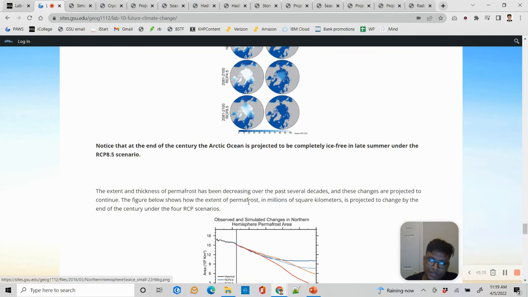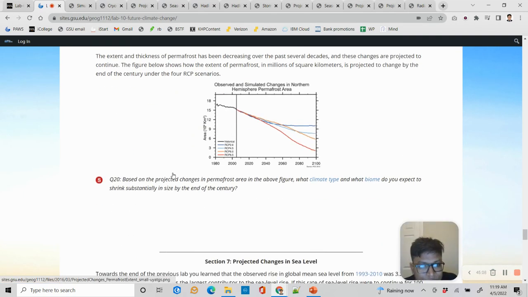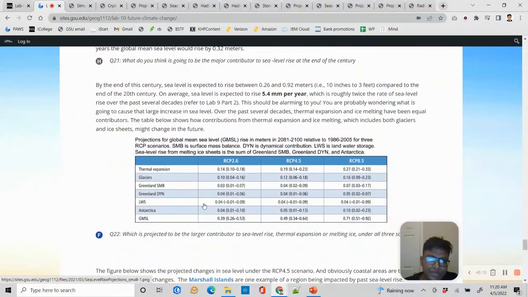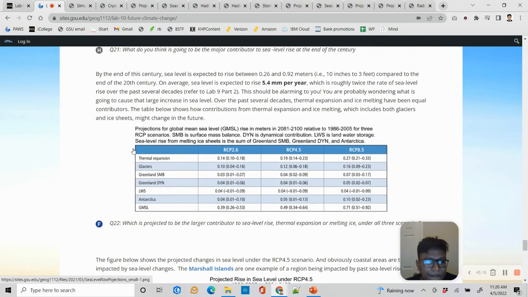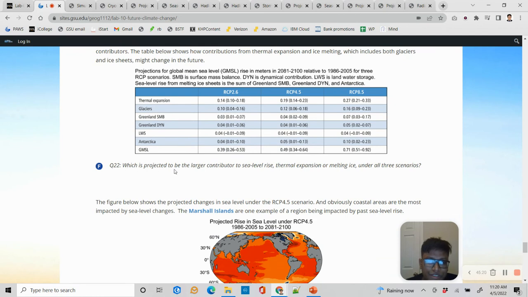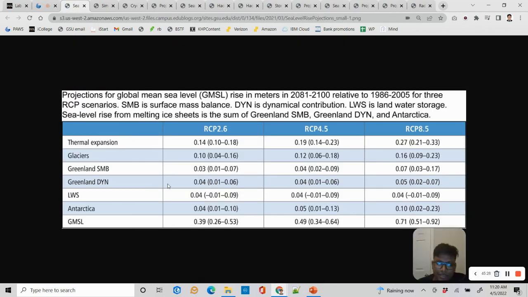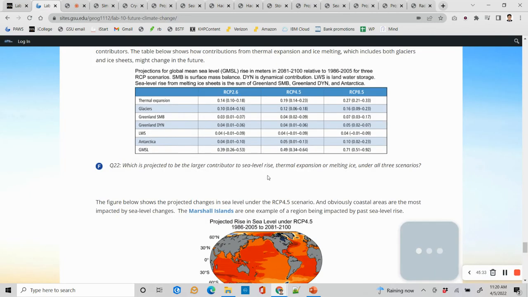And then go to this description. I believe I don't need to explain them in detail. Okay, so this is probably the last one I need to explain to you. There is a question, question 22, which is projected to be the larger contributor to sea level rise. There is some scenario of sea level rising, and the question is which is projected to be the larger contributor to sea level rise. Is it thermal expansion or is it the melting ice?